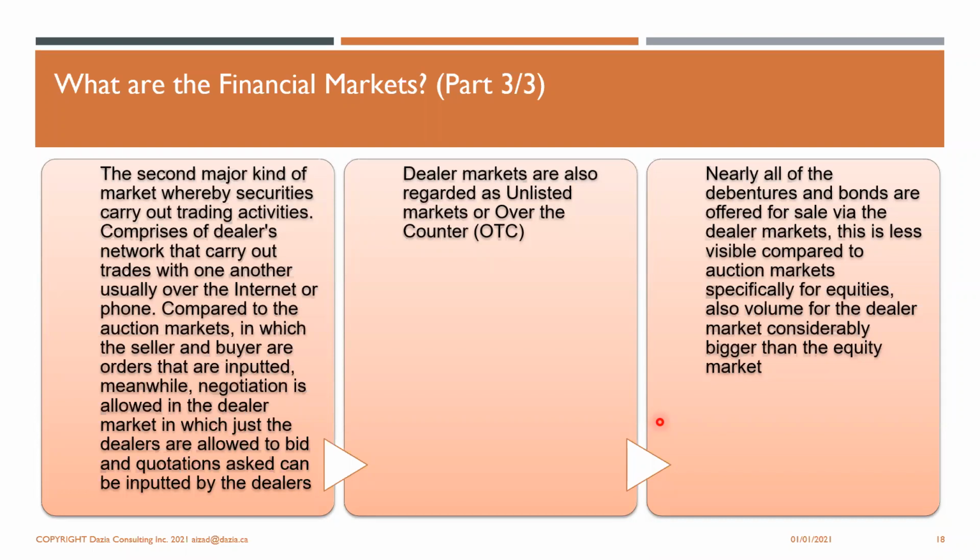Nearly all the debentures and bonds are offered for sale on the dealer market, and it's not that much visible. You don't know what the other prices are for the other products, and there's also volume for the dealer market. Considerably, this is bigger than even the equity markets. So the dealer market is also a huge market.